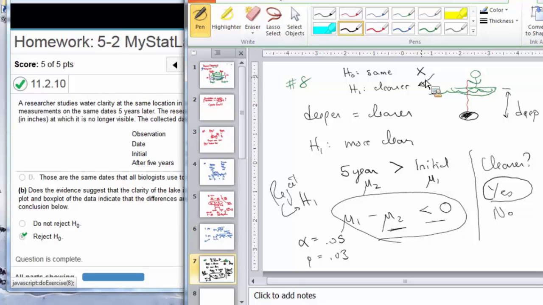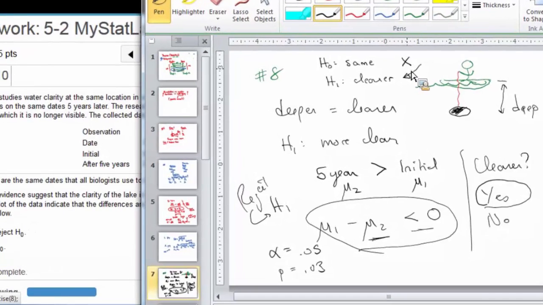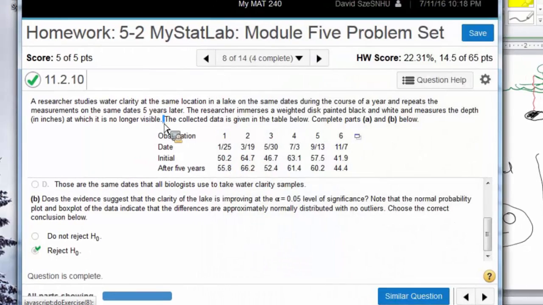Okay, so this is important to not just get the reject and do not reject, but be able to relate it to the original statement. I think a bunch of the other problems do that. This one is shorter.